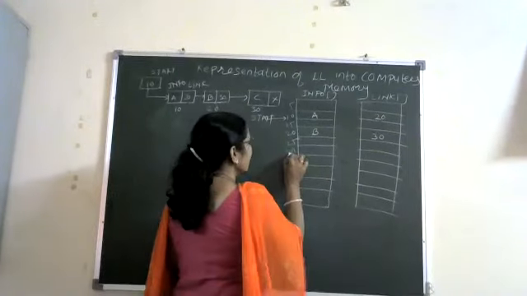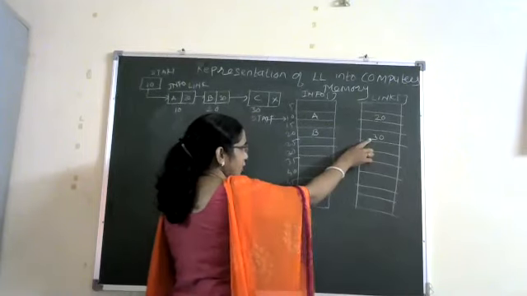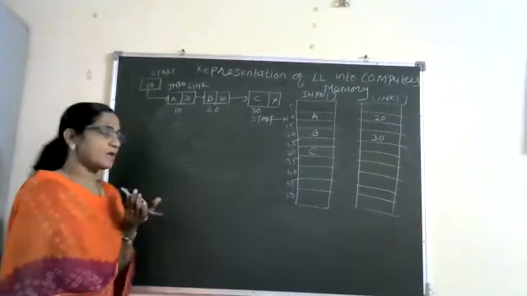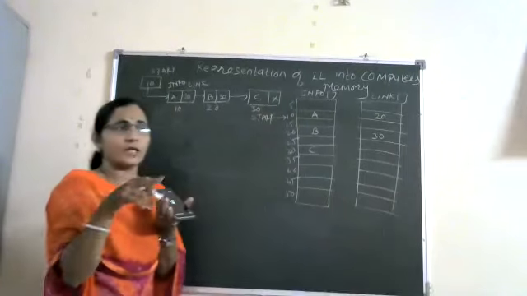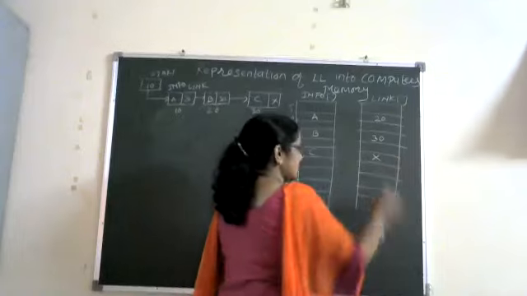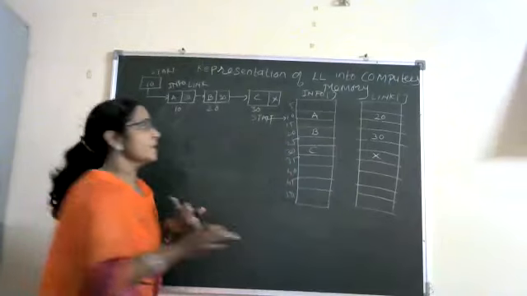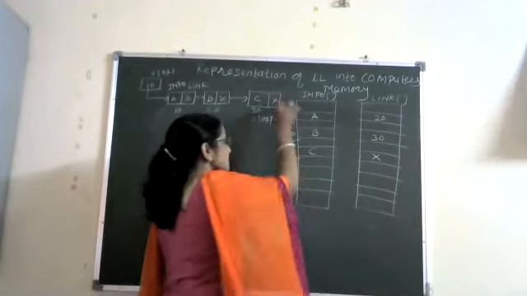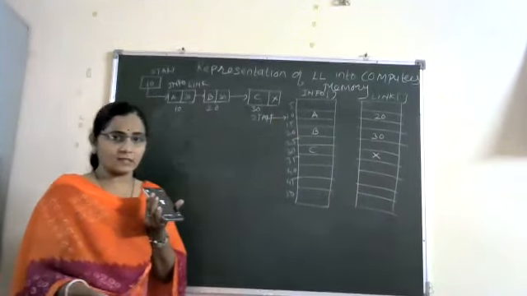C. So in 30, because the next node of B is at location 30, at the 30th position you write down the actual value C. And what about the link part? The link part consists of null. Cross means null. So you just write down the cross sign here to indicate the linked list is terminated. It means there is no more node and the linked list terminates here. So this is about the representation of linked list.